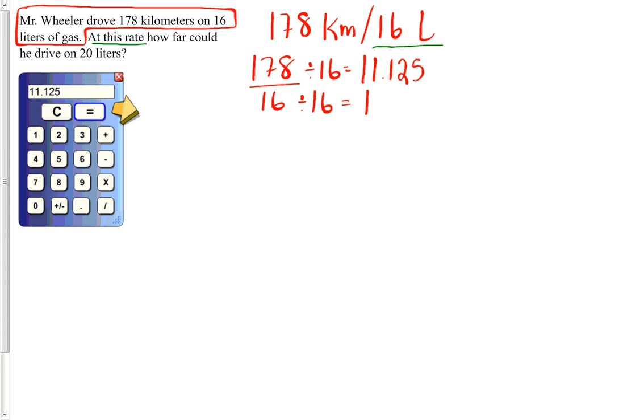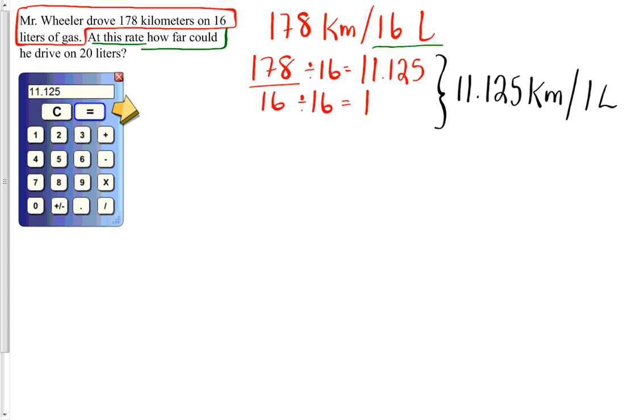11.125. So what I know then is that Mr. Wheeler's vehicle is getting 11.125 km per 1 liter. Okay, so now that I know that, I can go back to my question and take the thing I didn't really know how I was going to figure out and try and figure it out.